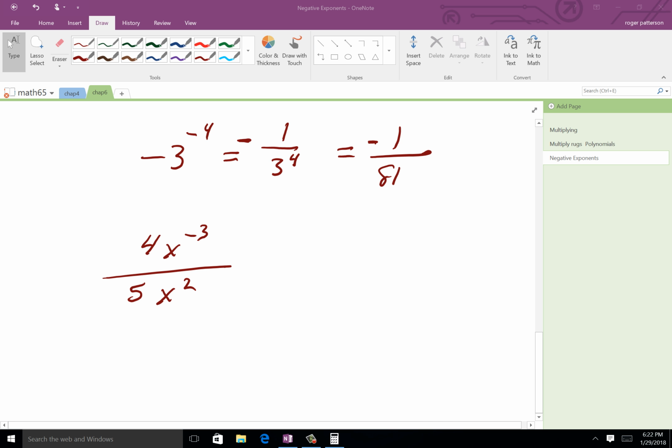So this then would be 4. We can't do anything with the 4/5, that just stays. So these x's are going to come down here. The 4 is all by itself. I get a 5 down at the bottom. Nothing happens with those. And I get x.